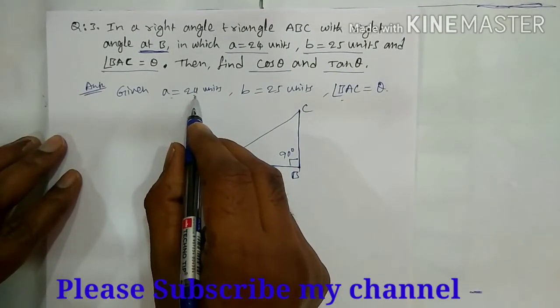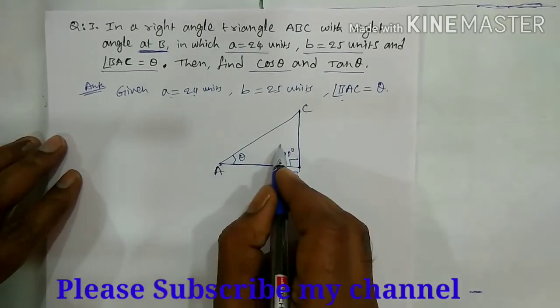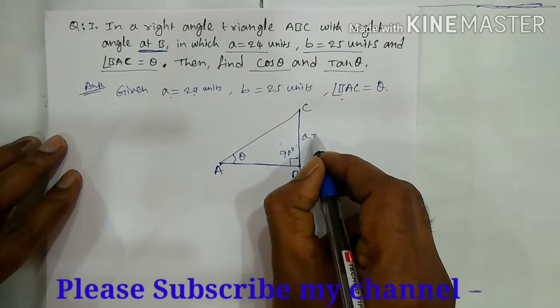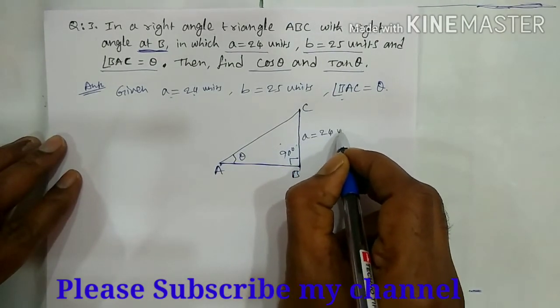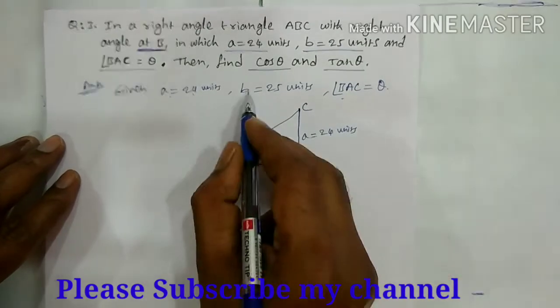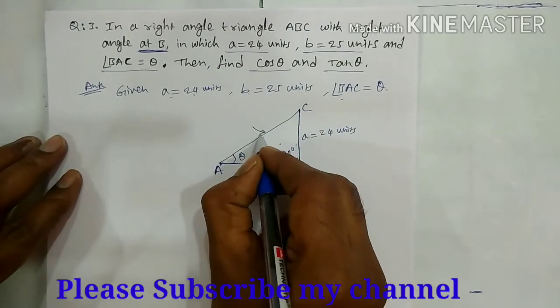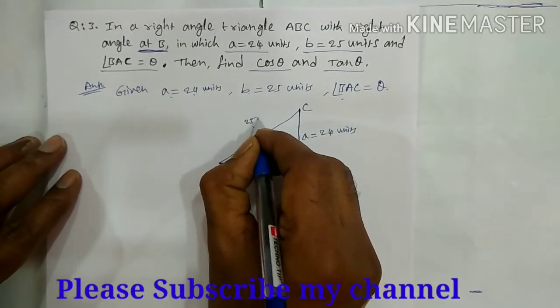So a is equal to 24. a means opposite to A. Opposite to A. This is the a. a is equal to 24 units. So b means opposite to B. So hypotenuse is 25 units.